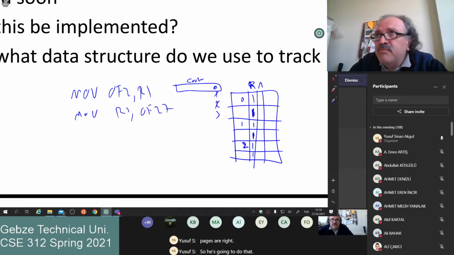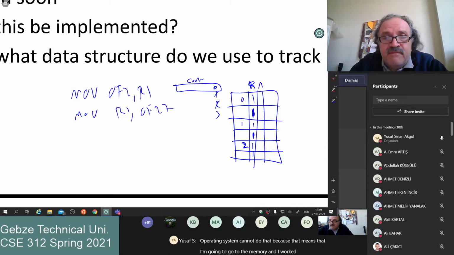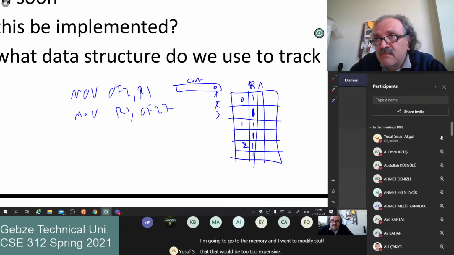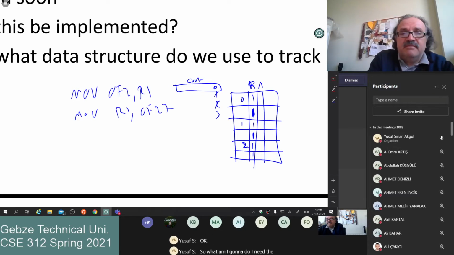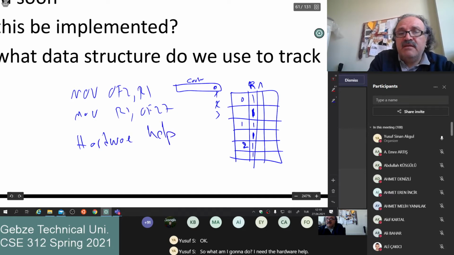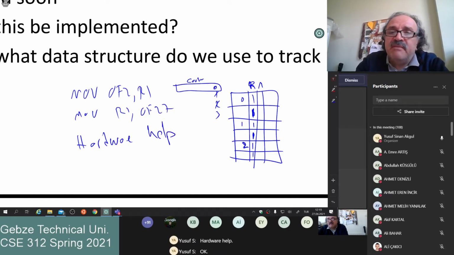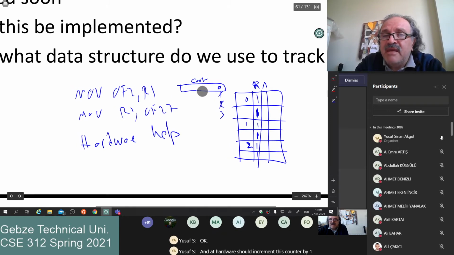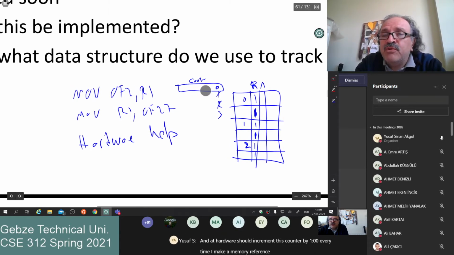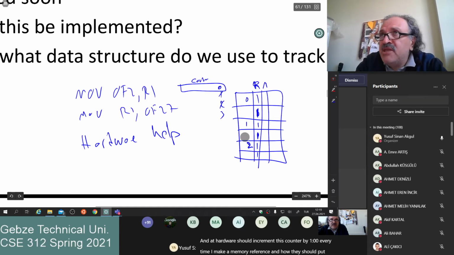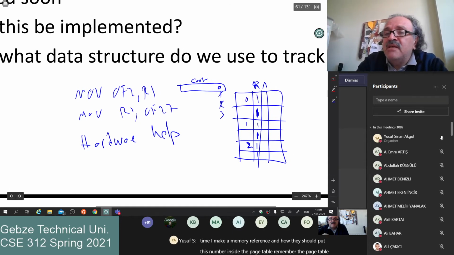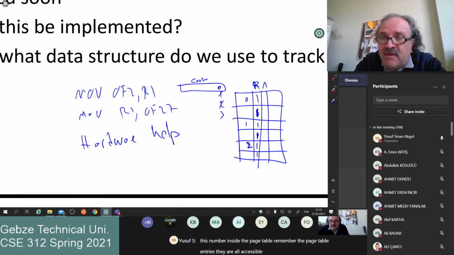Operating system cannot do that, because that means that I am going to go to the memory and modify stuff. That would be too expensive. So what am I going to do? I need hardware help. Hardware should increment this counter by one every time I make a memory reference, and hardware should put this number inside the page table. Remember the page table entries? They are all accessed and modified by the hardware.